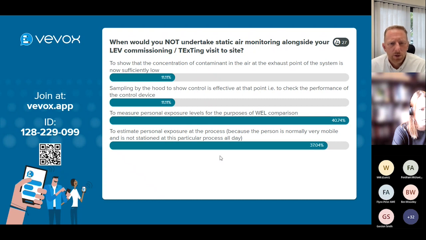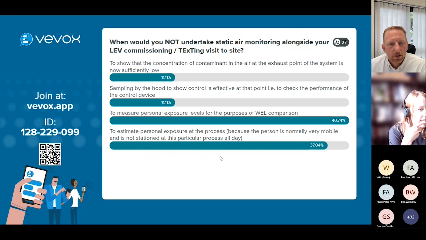But where do you position your monitor? When you meter, where do you put it? Do you put it at the face of the hood? Do you put it at the operator's position? Do you put it in the breathing zone? We've got no guidance on that. So it'd be good to have some industry guidance on, okay, if we are going to take a static sample at the hood, where do we position that static sample?